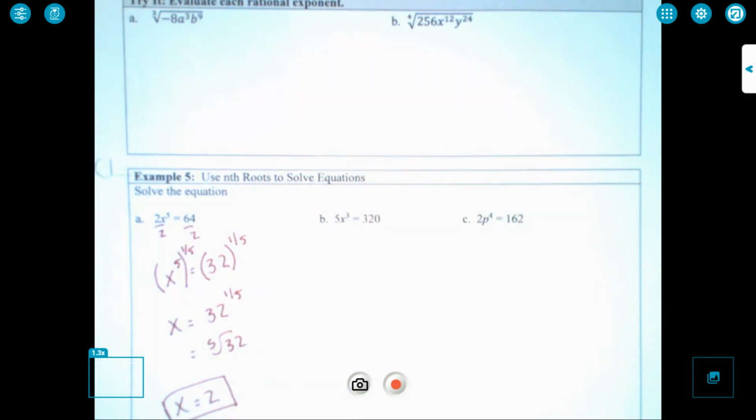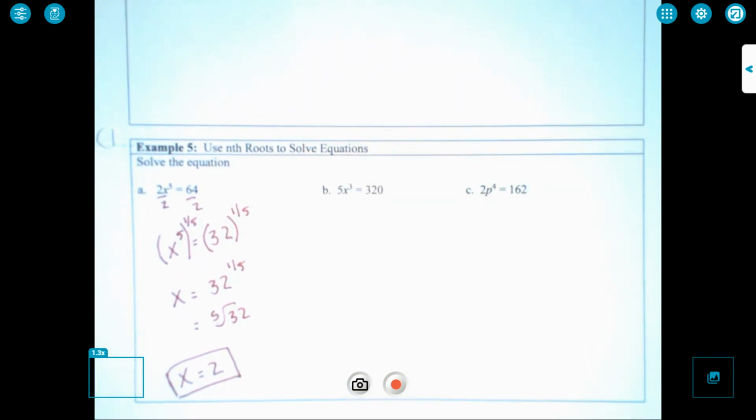On these, you really have to pay attention to whether we're taking an even or odd root. If we take an even root, you have to have the plus or minus. If it's an odd root, you just have the positive. So that's that right there.